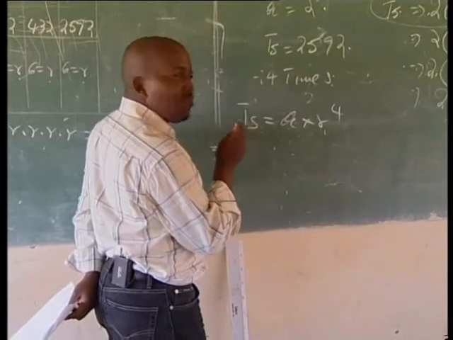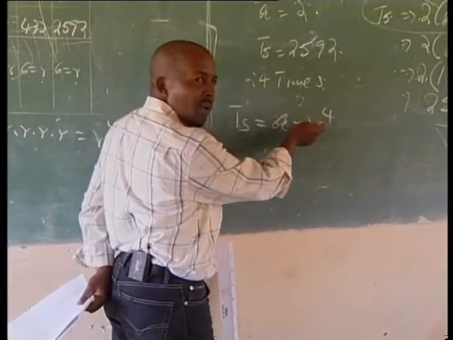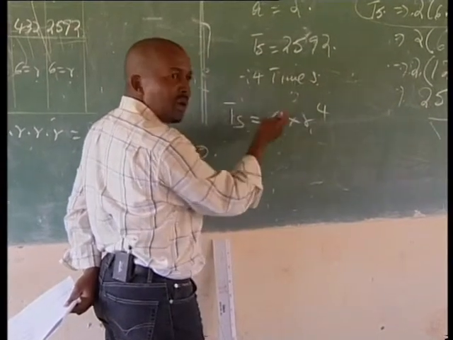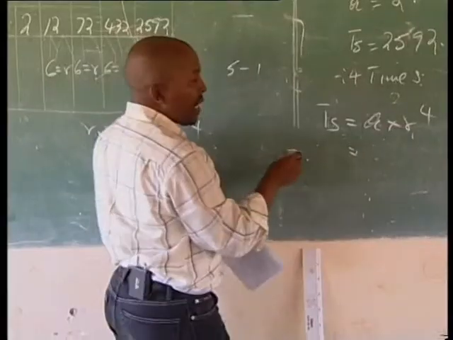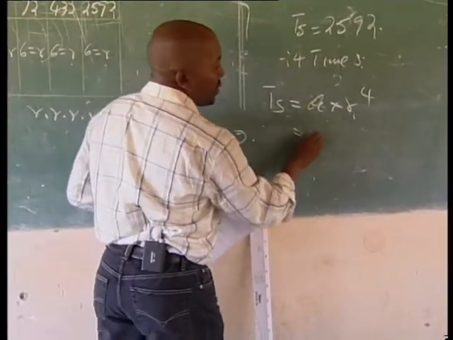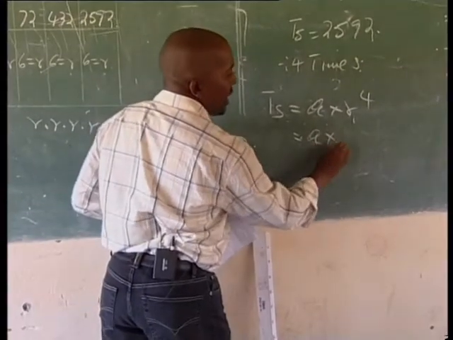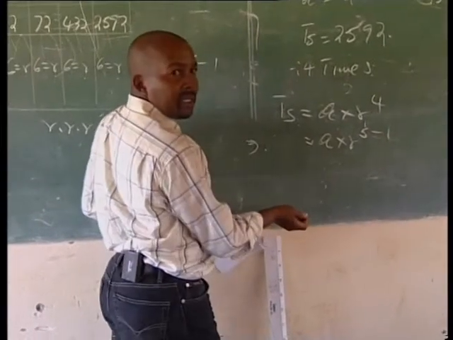If you wanted to move from this 5 to this 4, what are you going to do to this 5? 5 minus 1. Right now, let us write this equation in full. So this equation was A times R into the 5th minus 1, isn't it?